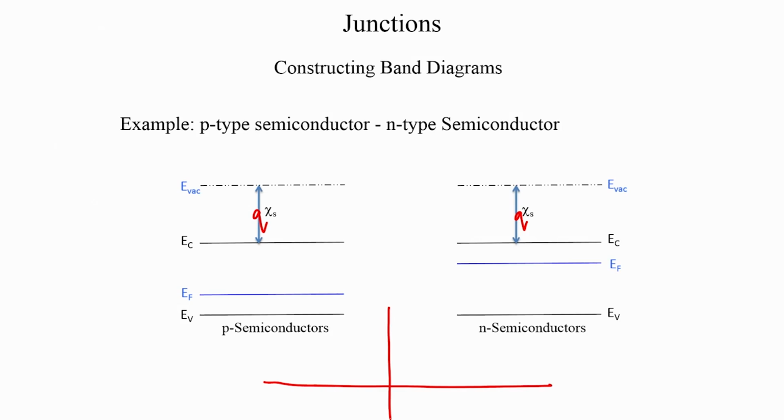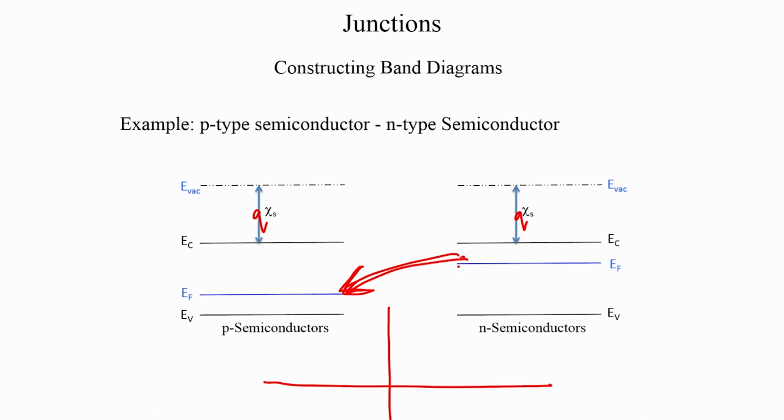Now, which material do you think will donate the electrons to the other? The Fermi level here is higher than the Fermi level in a p-type. So, it is very likely that the electrons will flow from the n-type into the p-type once we create a junction.